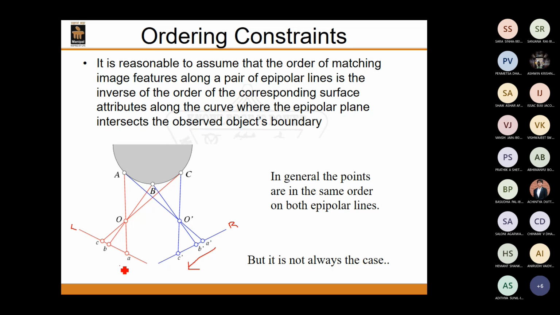So what I'm saying is that the order in which the images of the different points come in one particular image would be the same order as the corresponding points in this image. That means if I have A, B, C, then here I should be having A dash, B dash, C dash. I should not be having, let's say, A dash, C dash, B dash. The order should not be changing. So it should be in the same order as this one. That is what you call the ordering constraint.